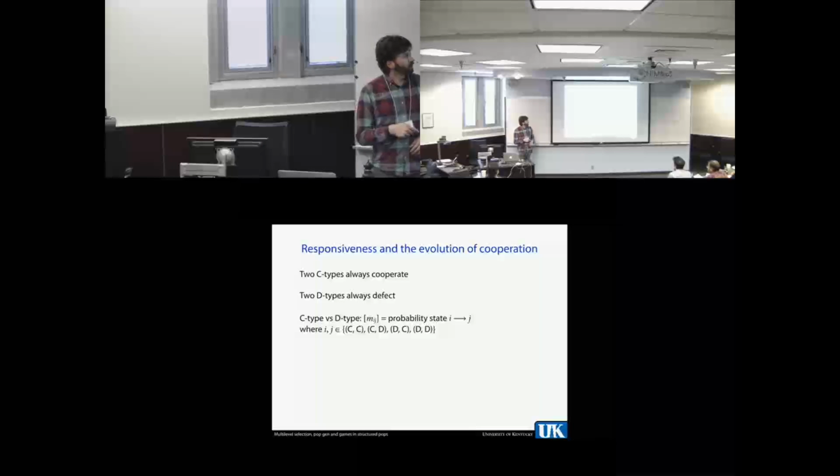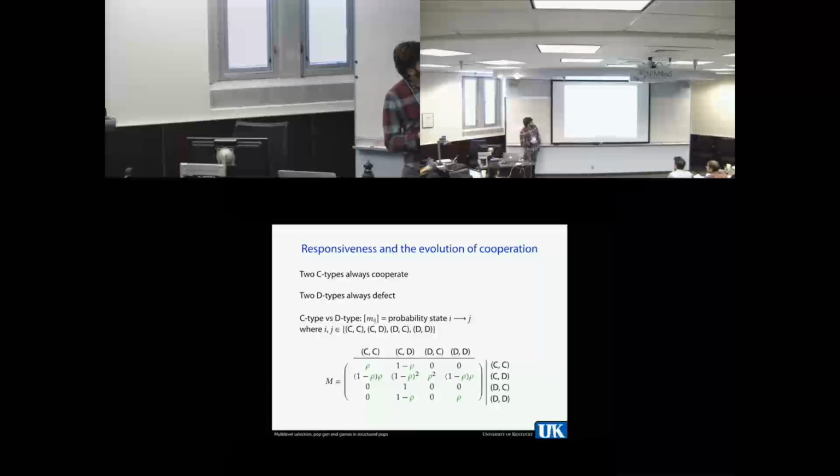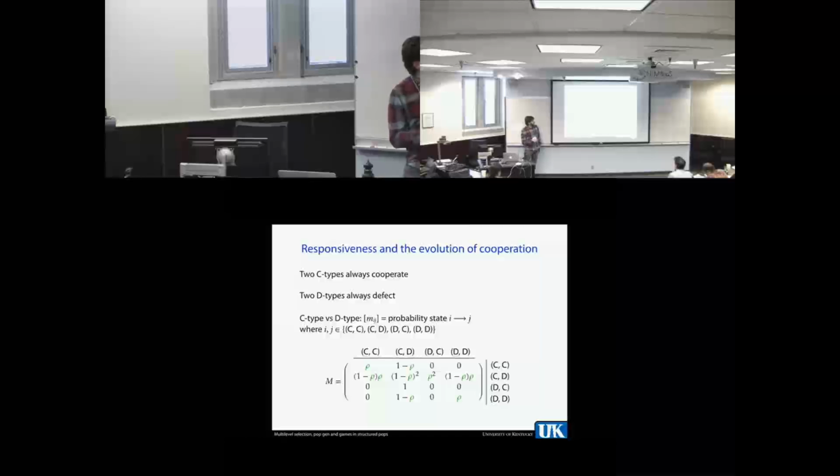We can imagine there are 4 different possible states for individuals in this kind of interaction: the C-type cooperating and the D-type cooperating, the C-type cooperating and the D-type defecting, and so on. This matrix shows the probability that you move from one of these states, for example from CC, to DC or DD, and so on. You populate it based on this interaction: they reciprocate with probability rho and do their intrinsic preference to cooperate or defect with probability 1 minus rho.